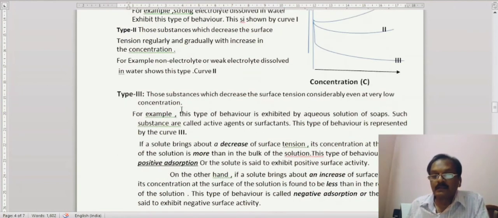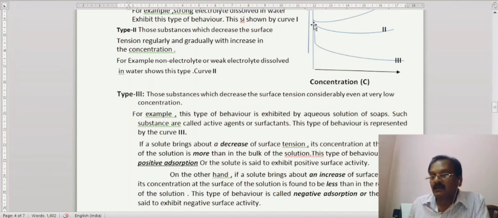Now let's go for the third type of substances: those substances which decrease the surface tension considerably even at very low concentration. That means even when a very small amount of solute is added, a much larger decrease in the surface tension is observed. For example, this type of behavior is exhibited by aqueous solutions of soaps. Such substances are called surface active agents or surfactants. This type of behavior is represented by curve 3.